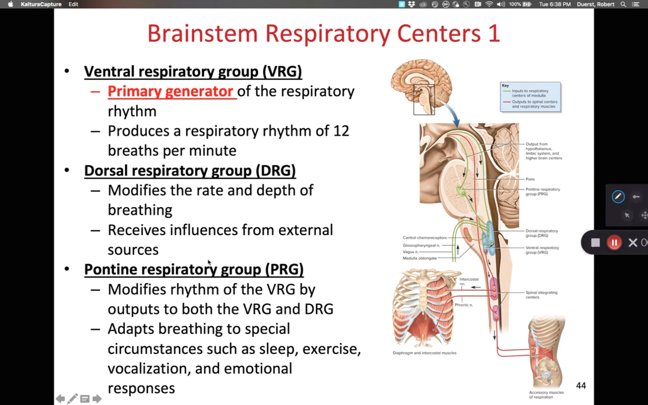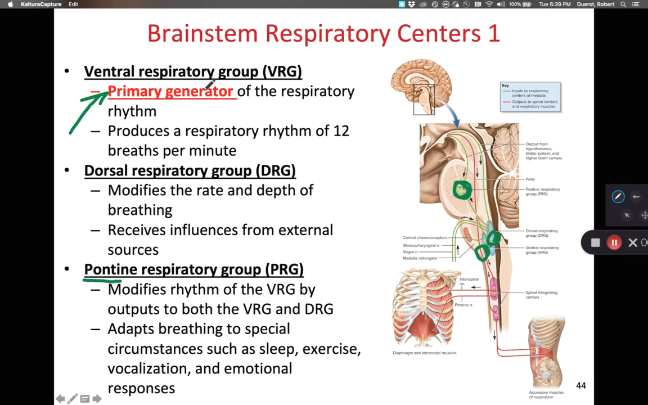Tuck it there. So as we look at the respiratory centers in our brain, we have a primary generator within our ventral respiratory group. This is review from Bio 214, but there's a lot of stuff in the nervous system, so it's nice to review this every now and again. The ventral respiratory group is located right here within the medulla oblongata. We're also going to have the dorsal respiratory group within the medulla oblongata, and then we have the pontine respiratory group within the pons, hence the name pontine respiratory group.